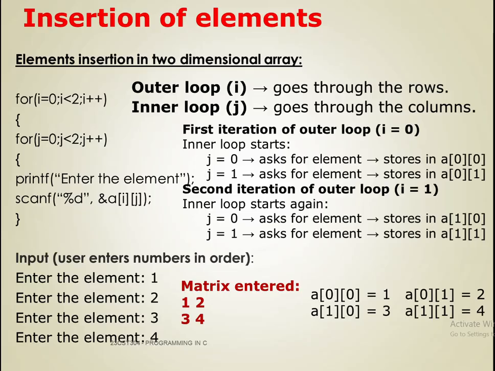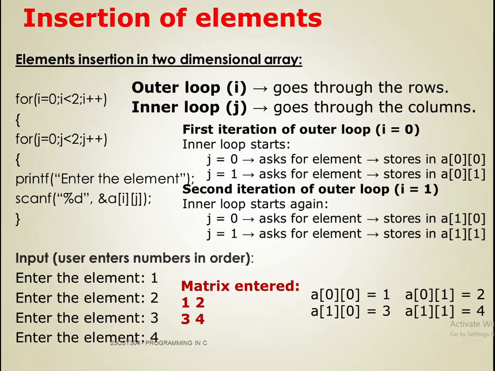Here i equal to 0, we are working with the first row. In the first iteration, outer loop i equal to 0, inner loop starts with j equal to 0, asks for the element and stores it in a[0][0]. Then in the inner loop j is incremented, j equal to 1. It again asks for the element, stores it in a[0][1]. Then j equal to 2, the inner loop condition becomes false, then it moves to the outer loop.